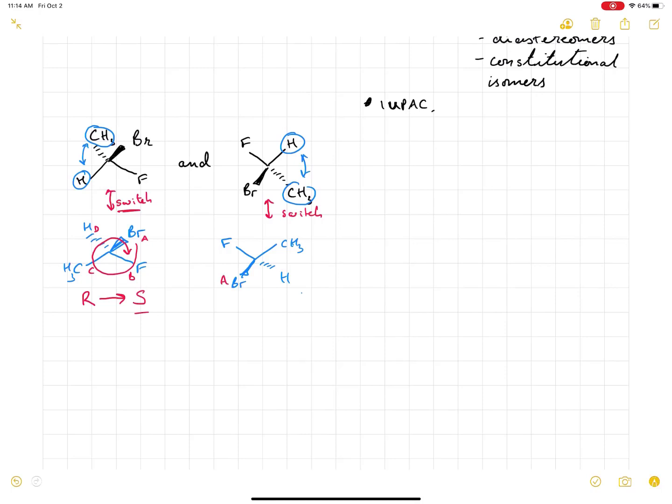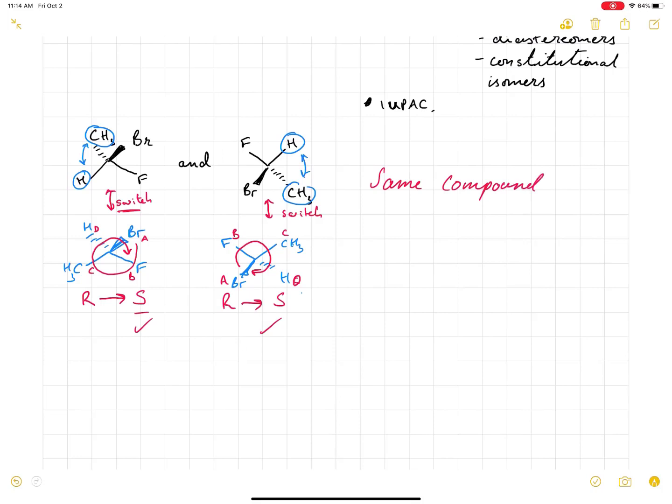This is A, this is B, this is C, and this is D. So we've got A, B, C, okay. So again, this looks like it's R. It's not, it's S. So if both of these are S and they have exactly the same connectivity, then we can say that these are in fact the same compound.